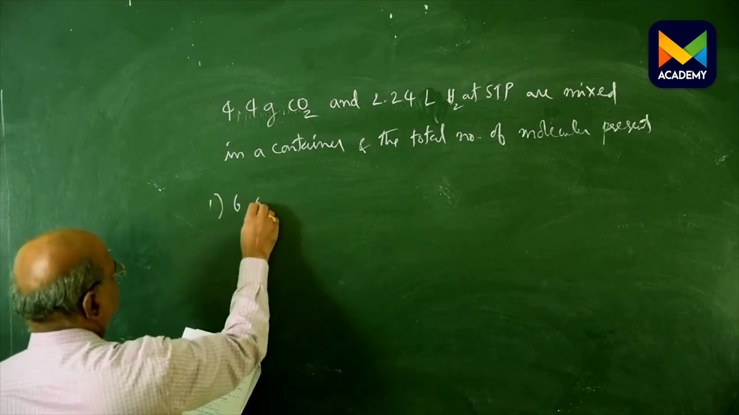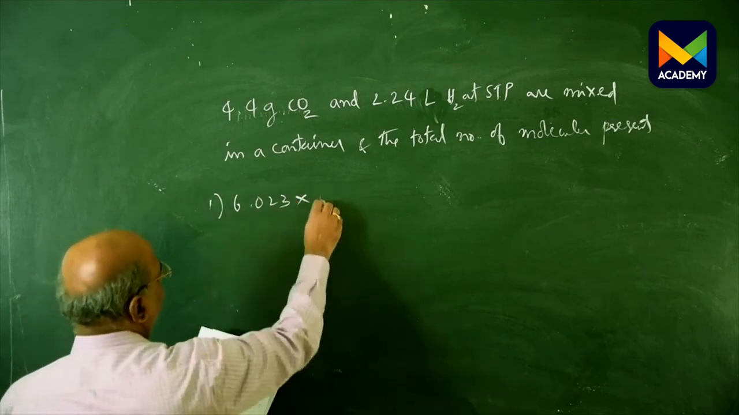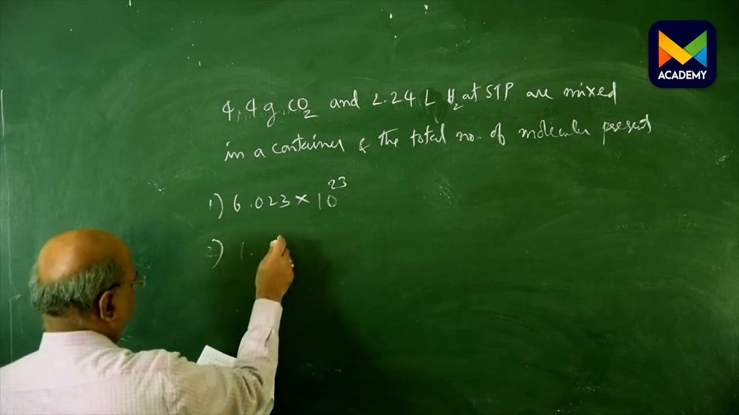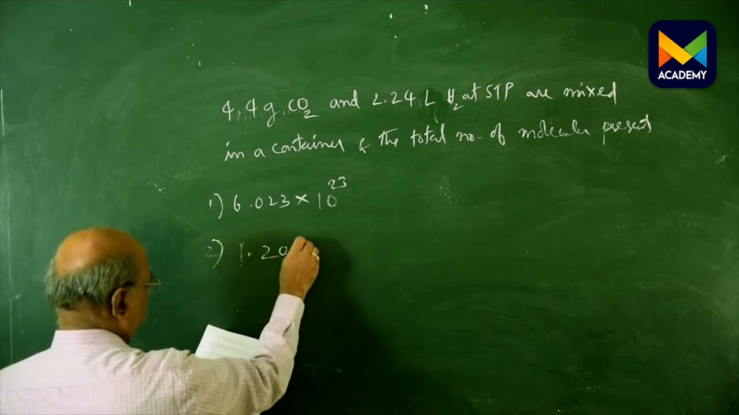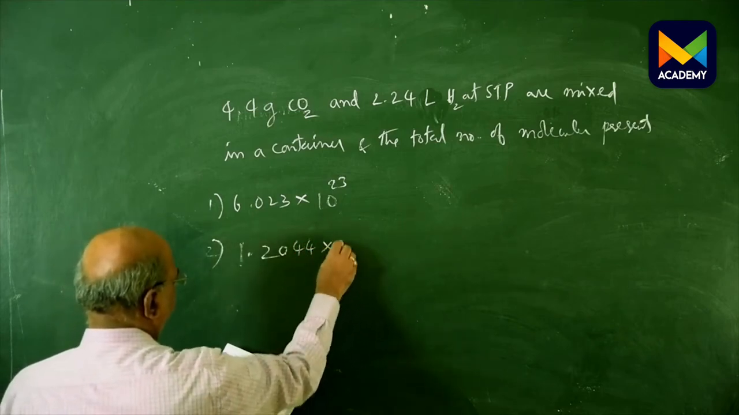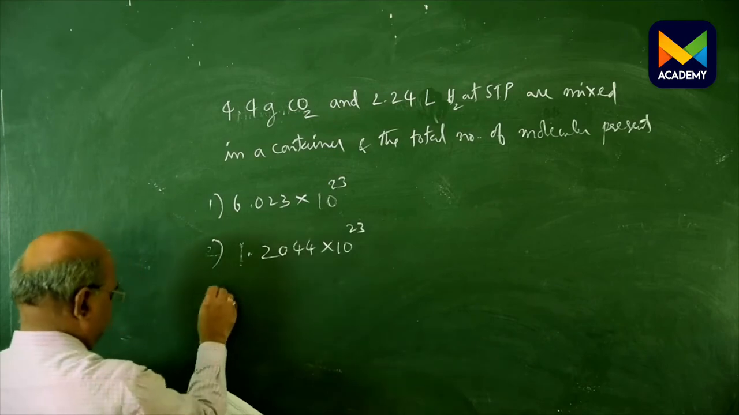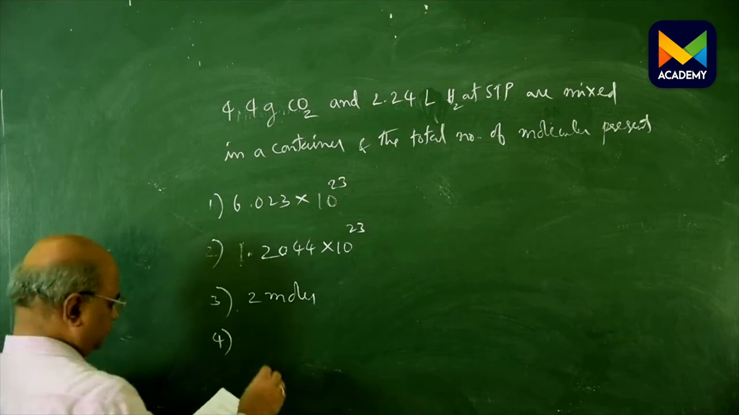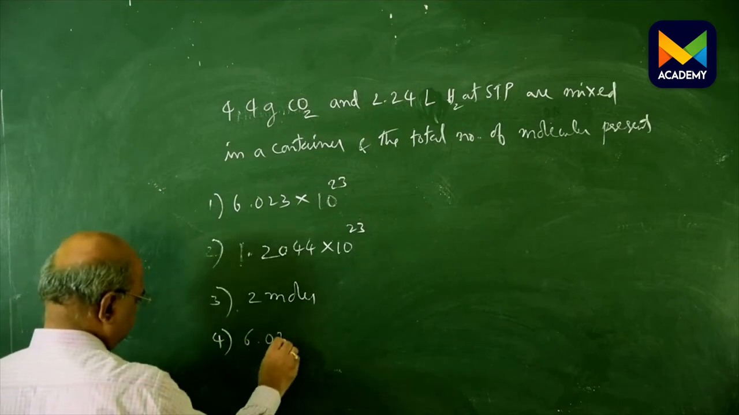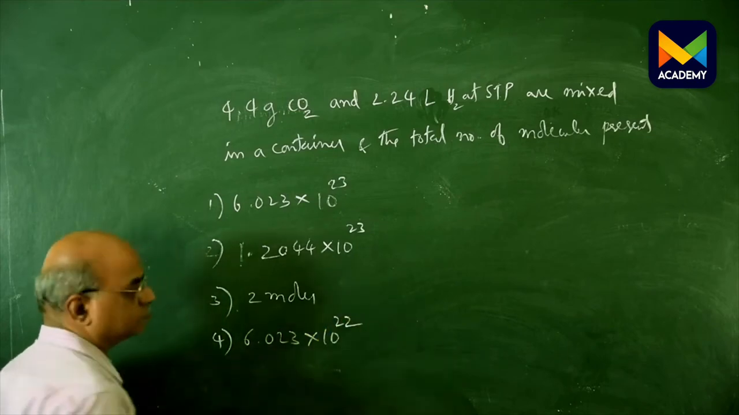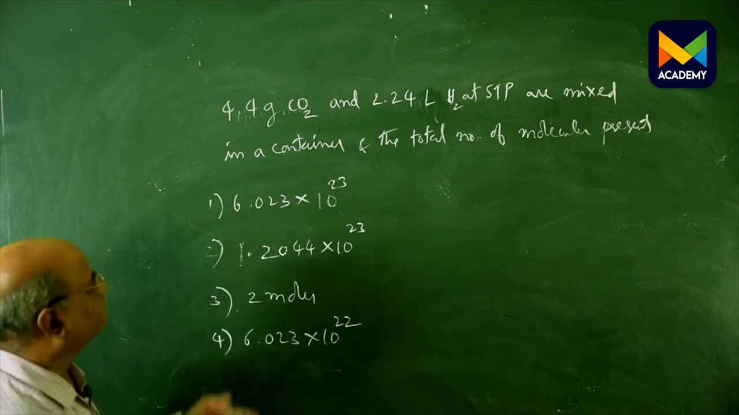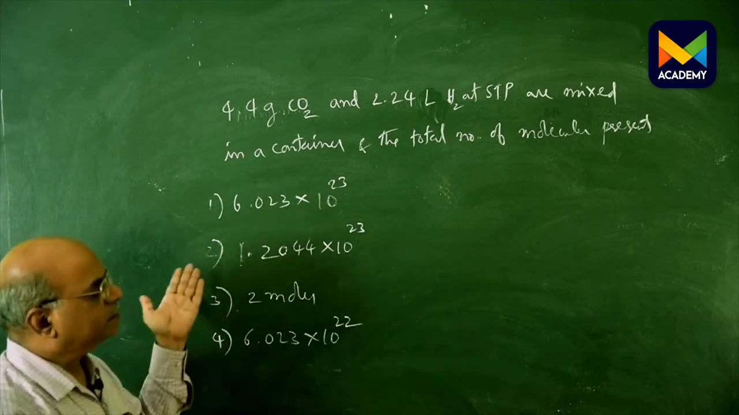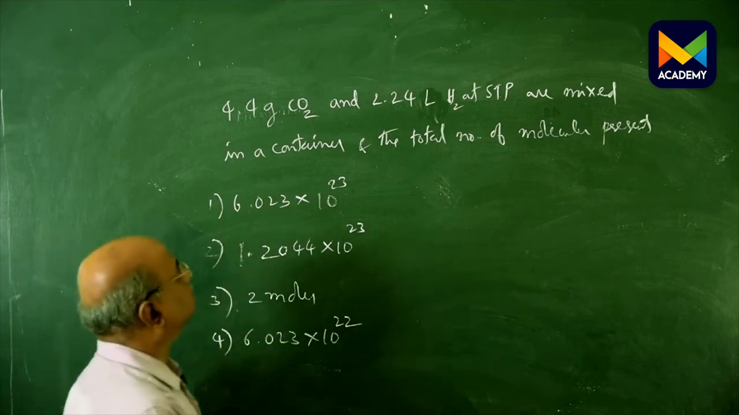Options: 6.023 into 10 power 23. Second one, 1.2044 into 10 power 23. Third option, 2 moles. Fourth option, 6.023 into 10 power 22. Let us solve this problem. First, we need to identify separately the number of molecules in each case, then add up the two to get the total number of molecules.